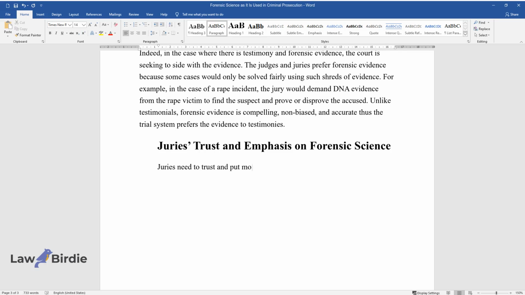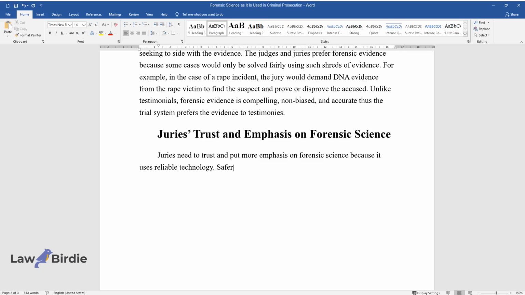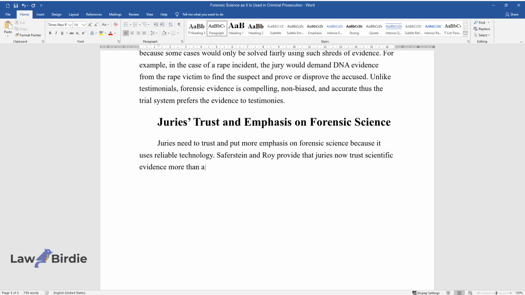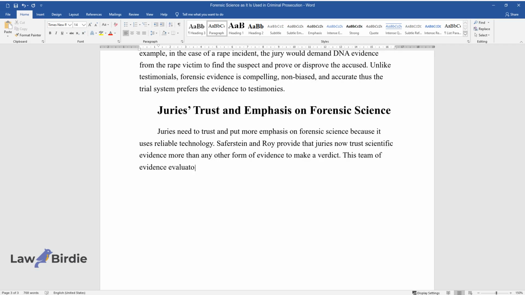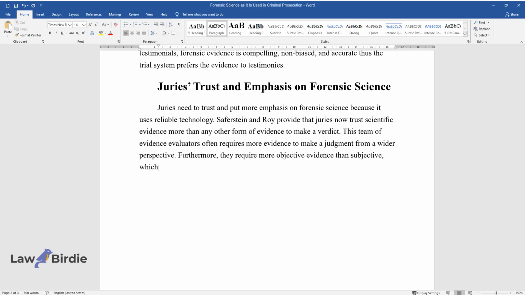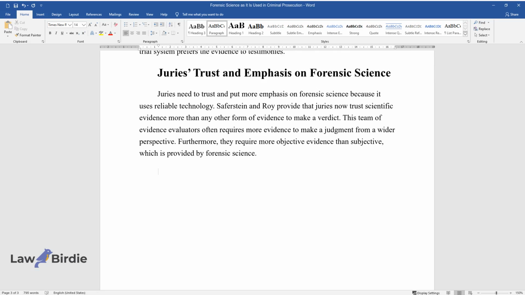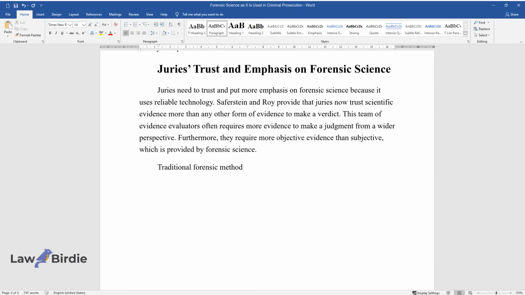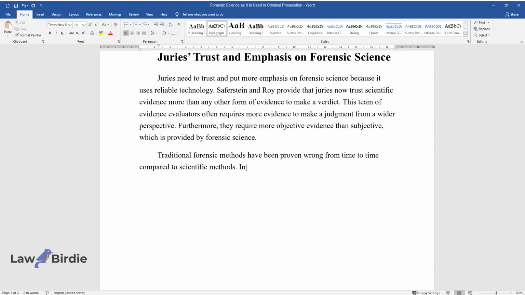Juries need to trust and put more emphasis on forensic science because it uses reliable technology. Saferstein and Roy provide that juries now trust scientific evidence more than any other form of evidence to make a verdict. This team of evidence evaluators often requires more evidence to make a judgment from a wider perspective. Furthermore, they require more objective evidence than subjective, which is provided by forensic science. Traditional forensic methods have been proven wrong from time to time compared to scientific methods.